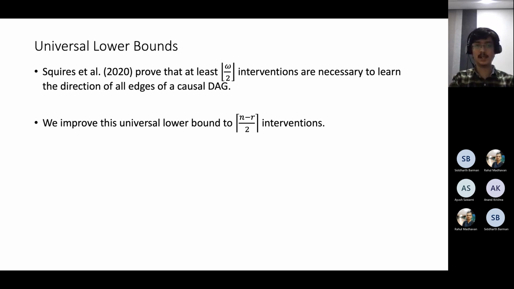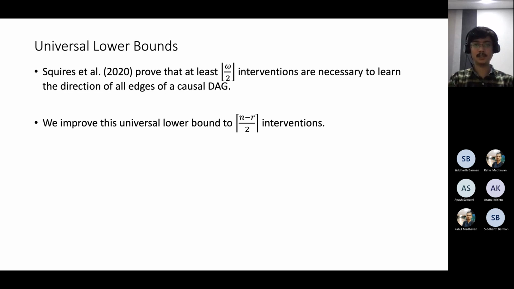Here n is the number of nodes in any DAG without V structure, and r is the number of maximal cliques in the DAG. We prove that n minus r is greater than or equal to omega minus 1. This would imply that our lower bound is always more than or equal to omega by 2.